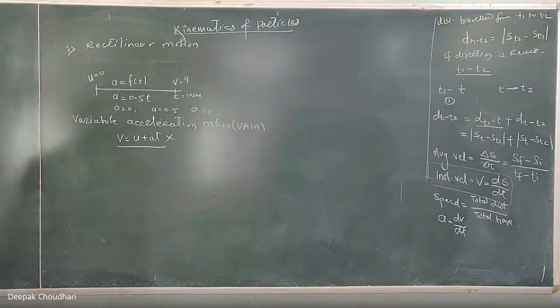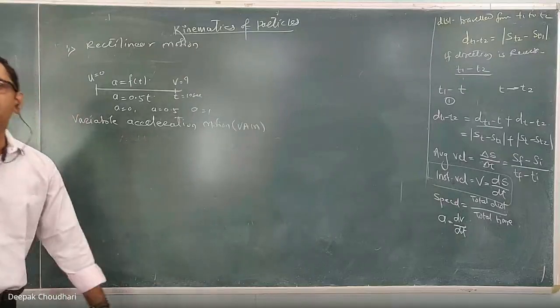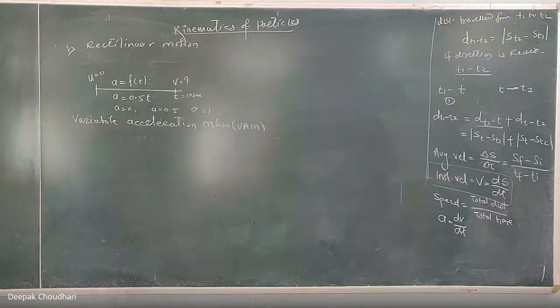Then if there is a variable acceleration motion, how do we calculate the velocity or displacement? How do we solve the sum? But before that, have you understood the difference between uniform acceleration motion and variable acceleration motion? Yes, that formula you cannot use here.